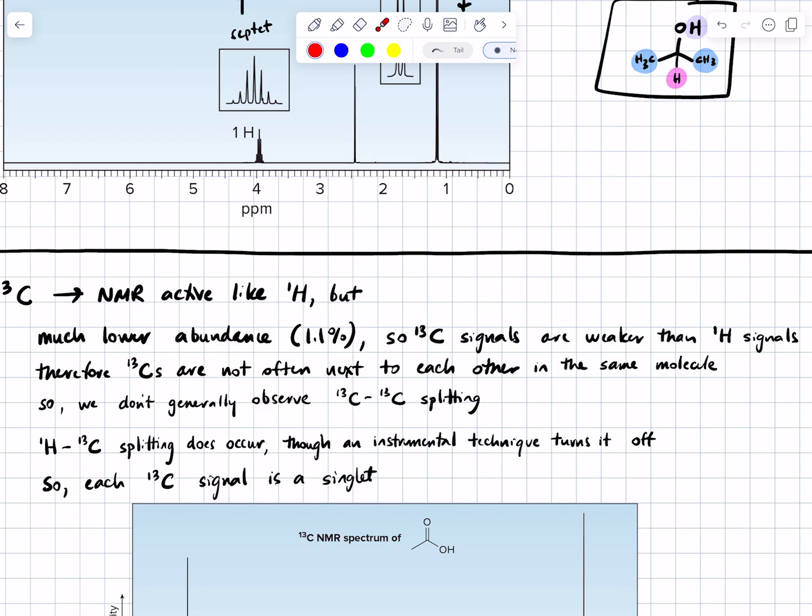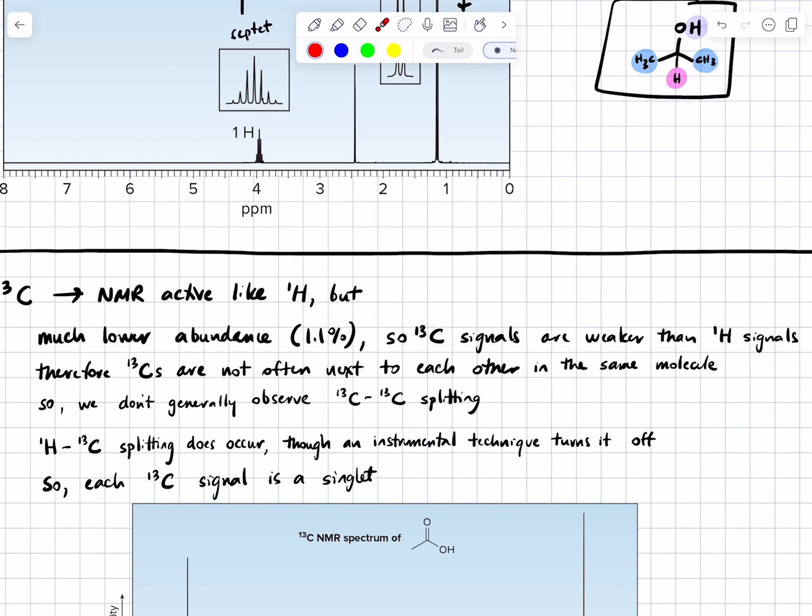Go ahead. And so your carbon-13 spectrum is completely different from your hydrogen spectrum. They don't interact with each other? Right. The carbon spectrum and the hydrogens don't interact with each other. They are decoupled. They totally do interact with each other. You can just turn that coupling off.